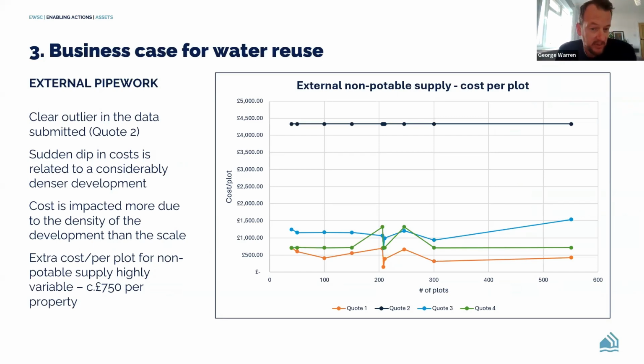It doesn't take a genius to work out there's a slight outlier here on one of the provisions of costs, but you can start to see a general trend down the bottom there.